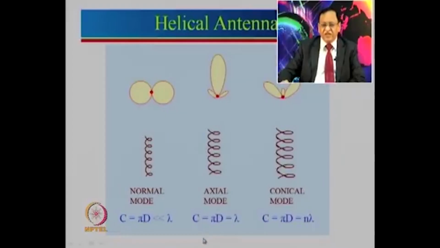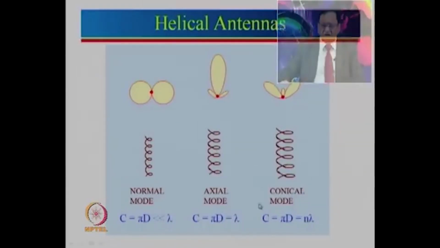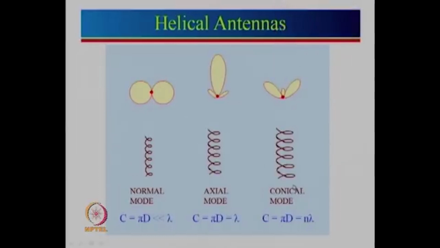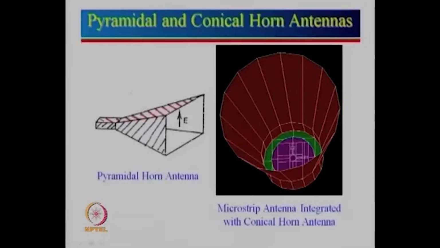For axial mode the condition is that circumference, pi d, is equal to lambda. Then there is a conical mode also, where circumference becomes n times lambda, where n is 2, 3 or more. However, I just want to tell you this mode is very rarely used. So in our coverage of helical antenna, we will focus on these two modes. Then the next one which we will cover is the horn antenna. Now there are two main types of horn antennas.